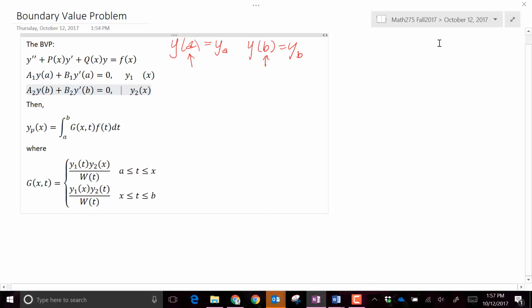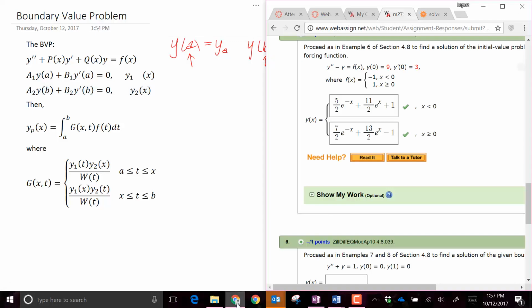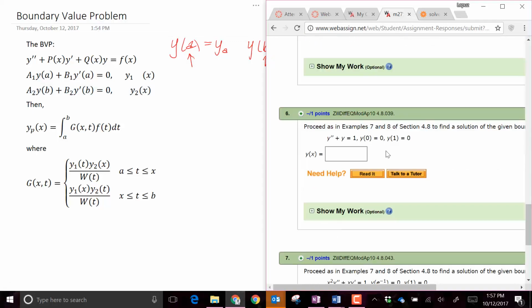Let's try to at least start the problem in the last 3 minutes. Let's take a quick look at this boundary value problem. This is a boundary value problem. And let's see what we can do with this.